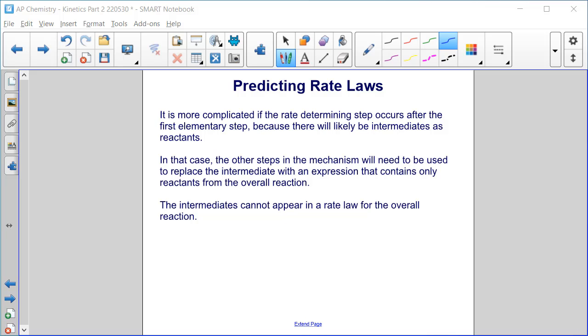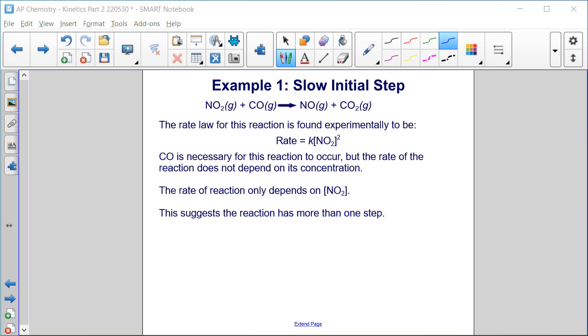It's a little more complicated if the rate determining step occurs after the first elementary step, because there will likely be intermediates as reactants. In that case, the other steps in the mechanism will need to be used to replace the intermediate with an expression that contains only reactants from the overall reaction. The intermediates cannot appear in a rate law for the overall reaction.